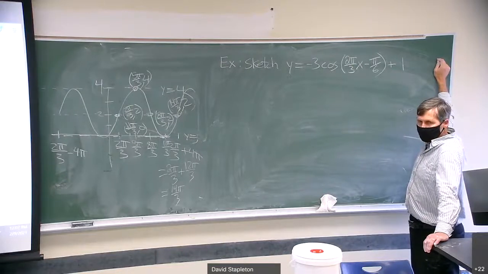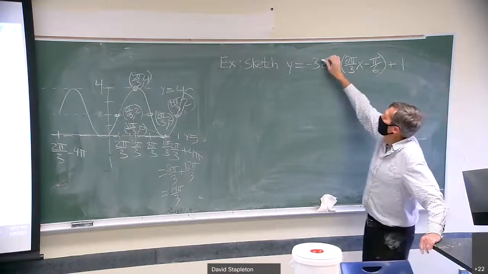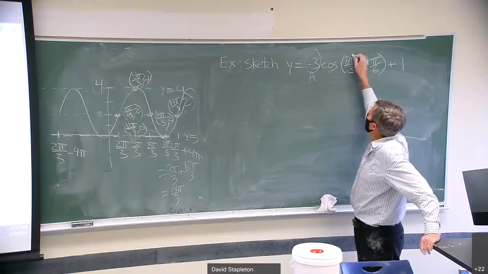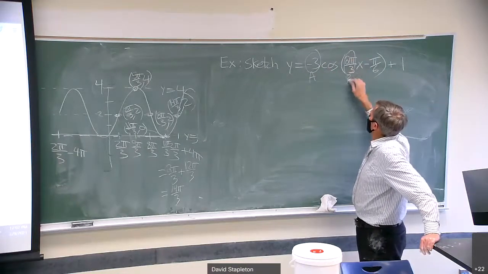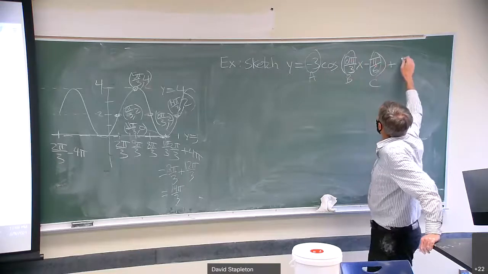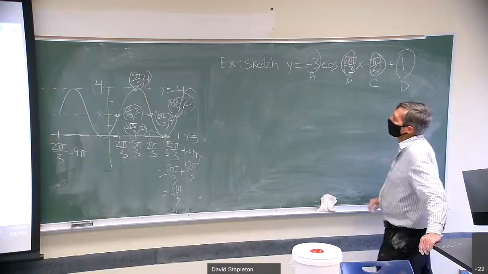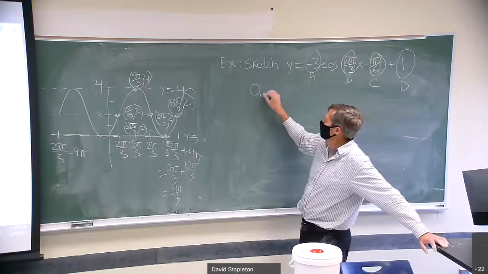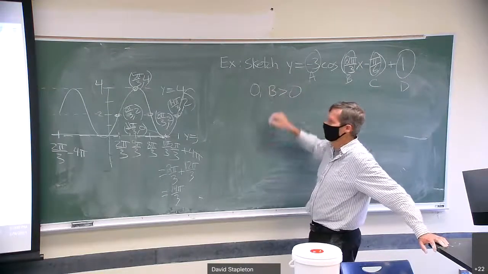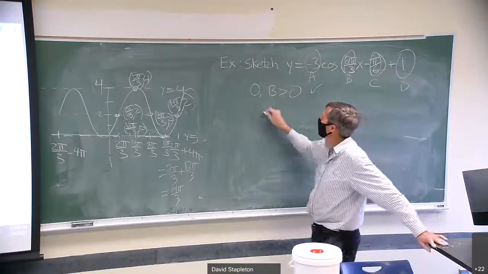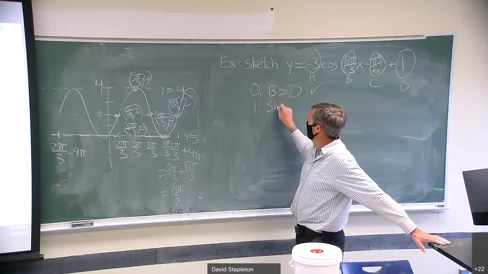Let's sketch that. It's the same 4 steps, right? Here's A, whatever multiplies the sine or cosine. Here's B, whatever multiplies x. Here's C, whatever is subtracted. Here's D, whatever's added on to everything. Right? So step 0 is to check that B is greater than 0, and if not, then use an even or odd property to fix it. Step 1 is I do the shift point.